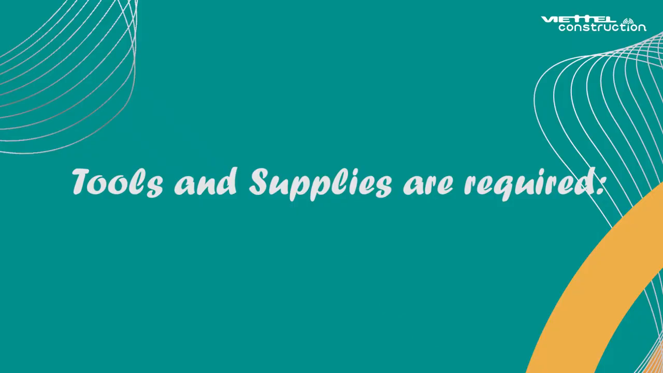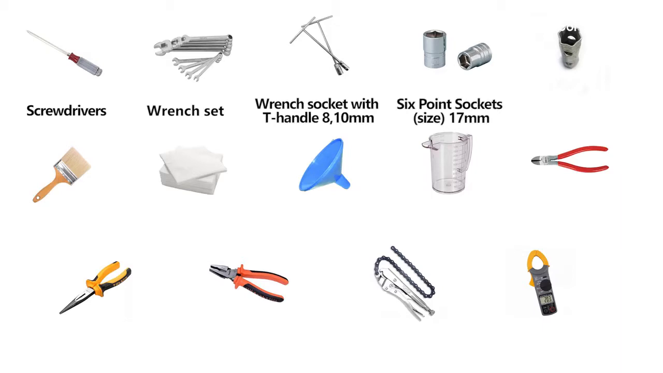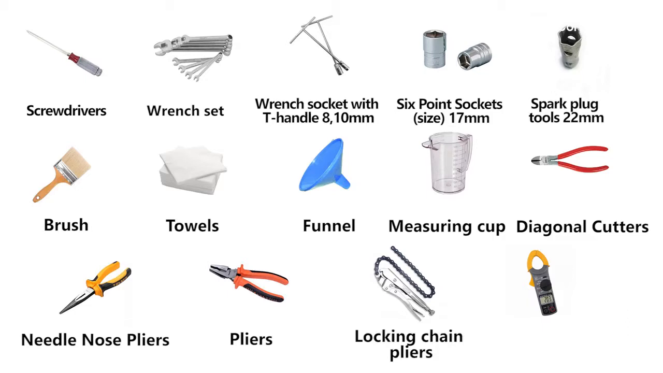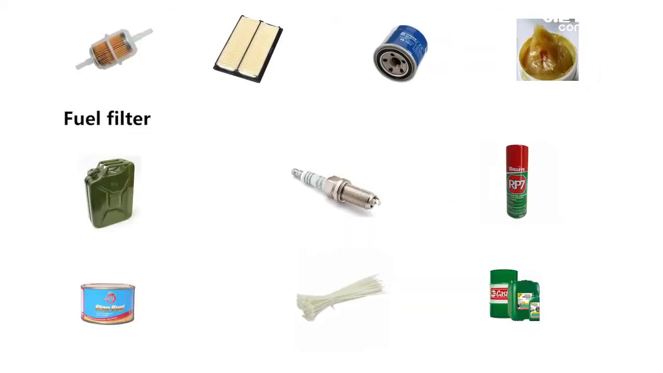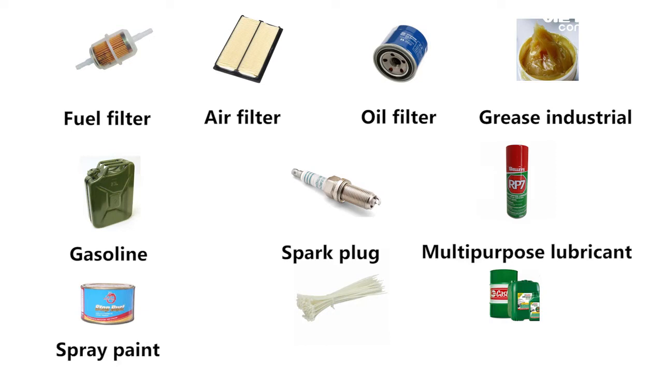To solve errors and incidents, the following tools and supplies are required: screwdrivers, wrench set, wrench socket with T-handle 8, 10 mm, 6-point sockets size 17 mm, spark plug tools 22 mm, brush, towels, funnel, measuring cup, diagonal cutters, needle nose pliers, locking chain pliers, digital clamp meters, fuel filter, air filter, oil filter, grease industrial, gasoline, spark plug, multi-purpose lubricant, spray paint, black, red, white, zip ties, lubricating oil.